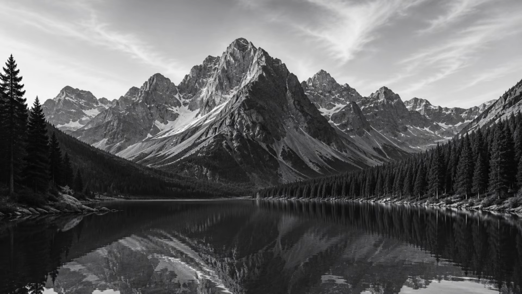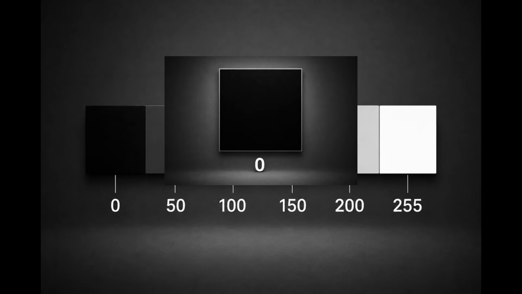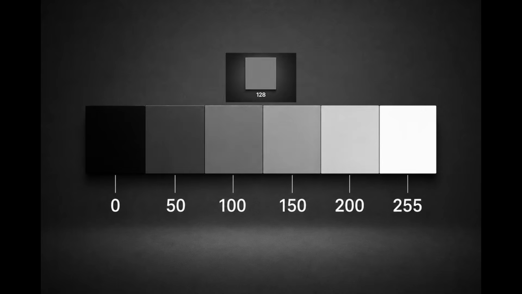A grayscale image is a 2D grid. Every single tiny square is a pixel and each pixel holds a value from 0 to 255. 0 represents pure pitch black, while 255 represents blinding white. Anything in between is a shade of gray. So a light gray pixel might be 200. And a dark gray pixel might be 50. That's it. A black and white image is just a single 2D grid of numbers.